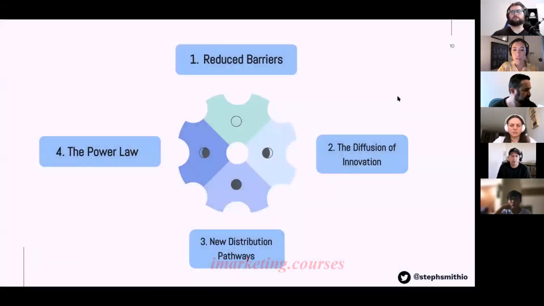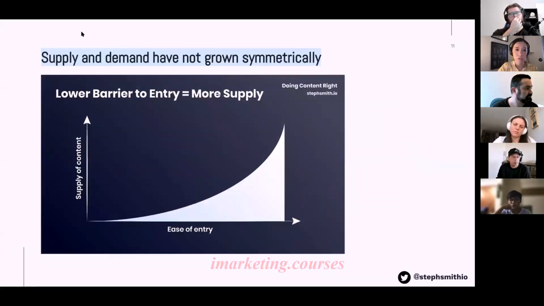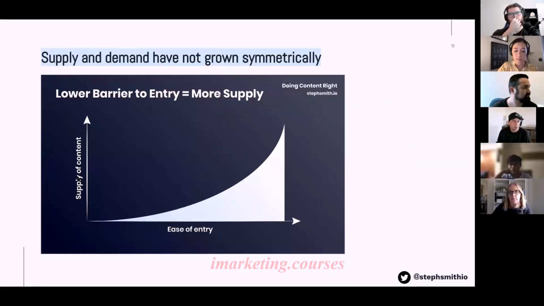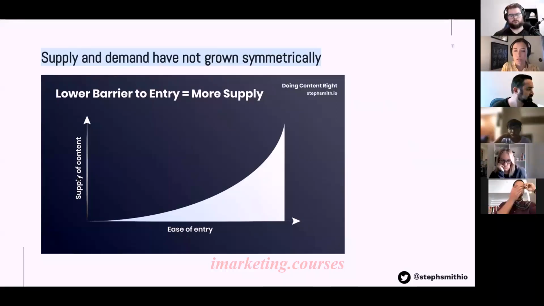So there's a couple things that I want you to take away before we jump into the first exercise, which is that because so many people want to participate, the mechanisms within this industry have changed. There's 4 things I'm going to go over, and I'm just going to jump right into them. So the first one is that supply and demand have not grown symmetrically. What does this mean? It just means that the reason so many people are participating is not because people woke up one day and decided, wow, I want to participate in this information economy.